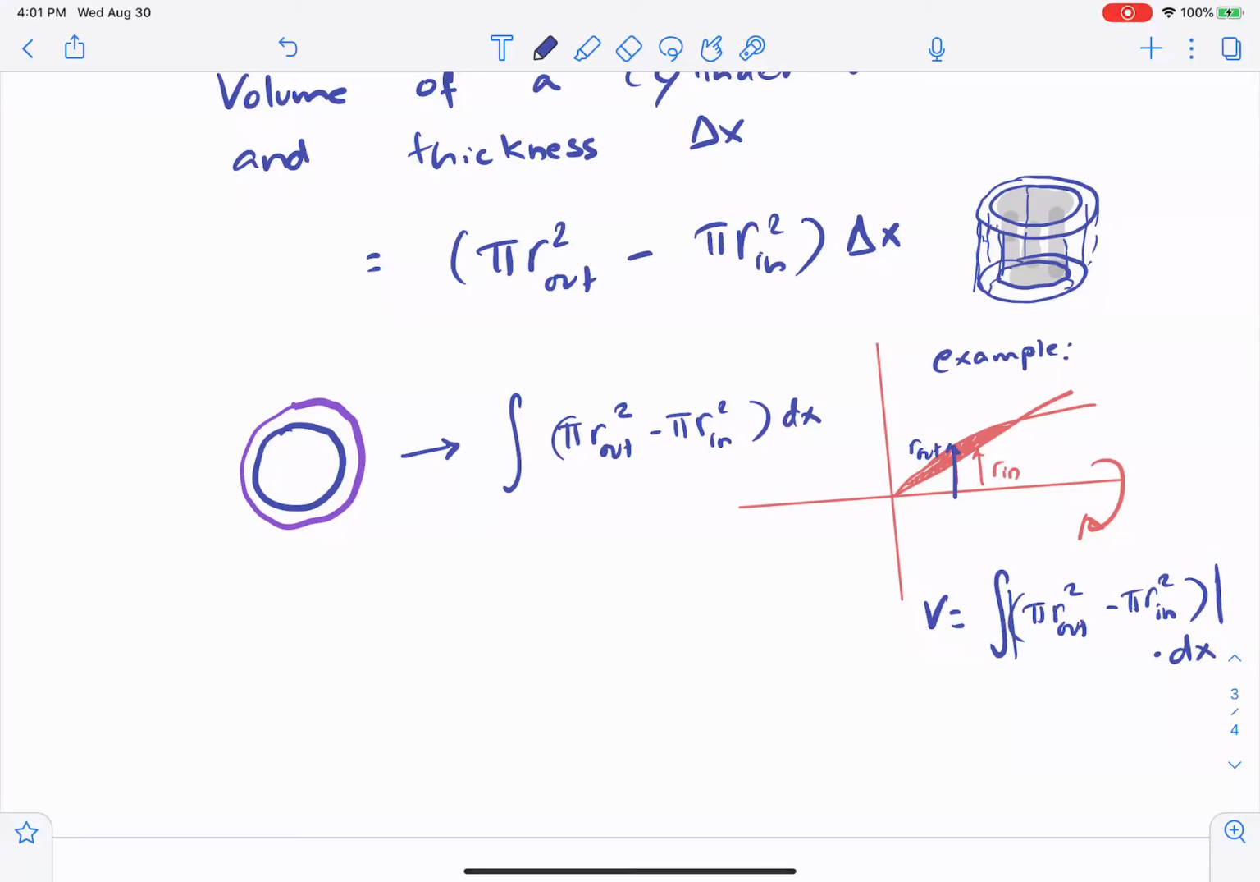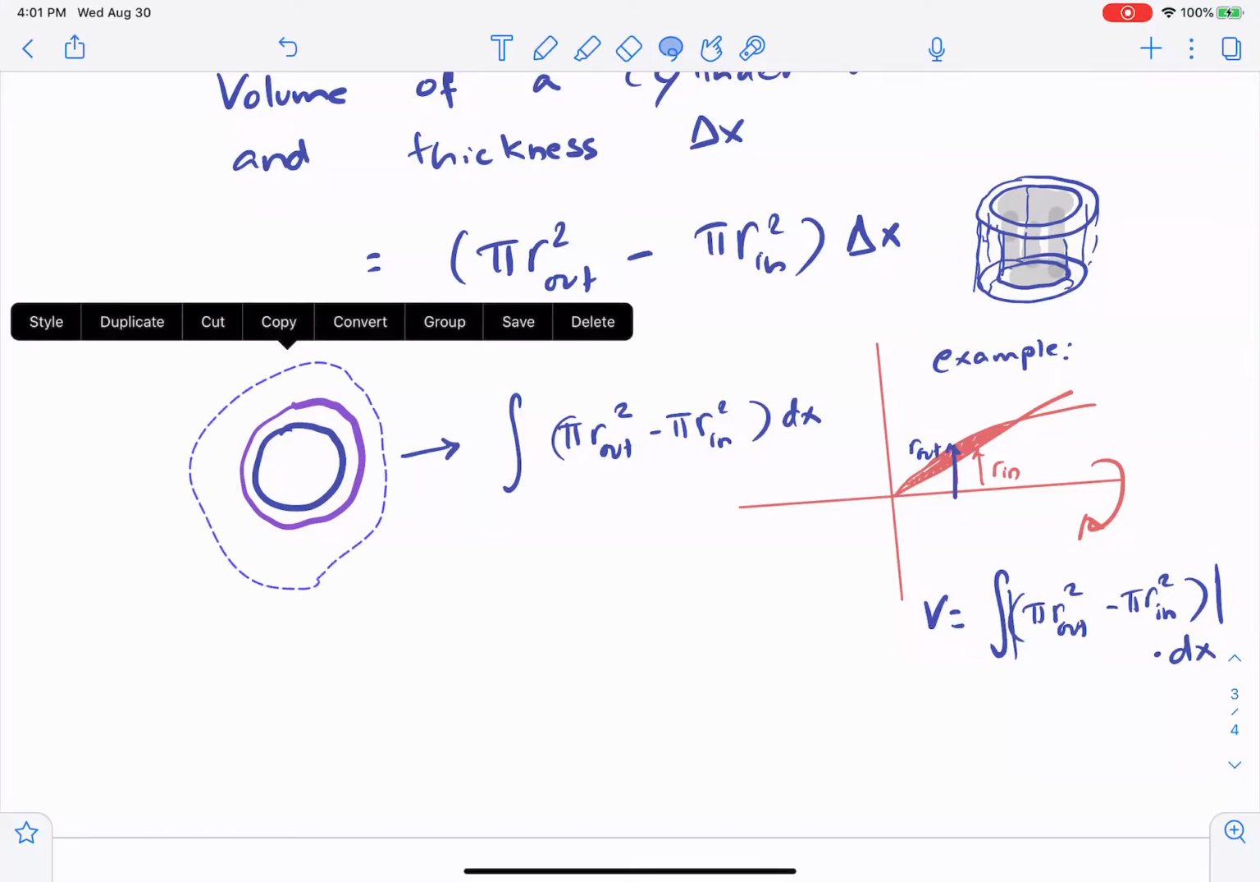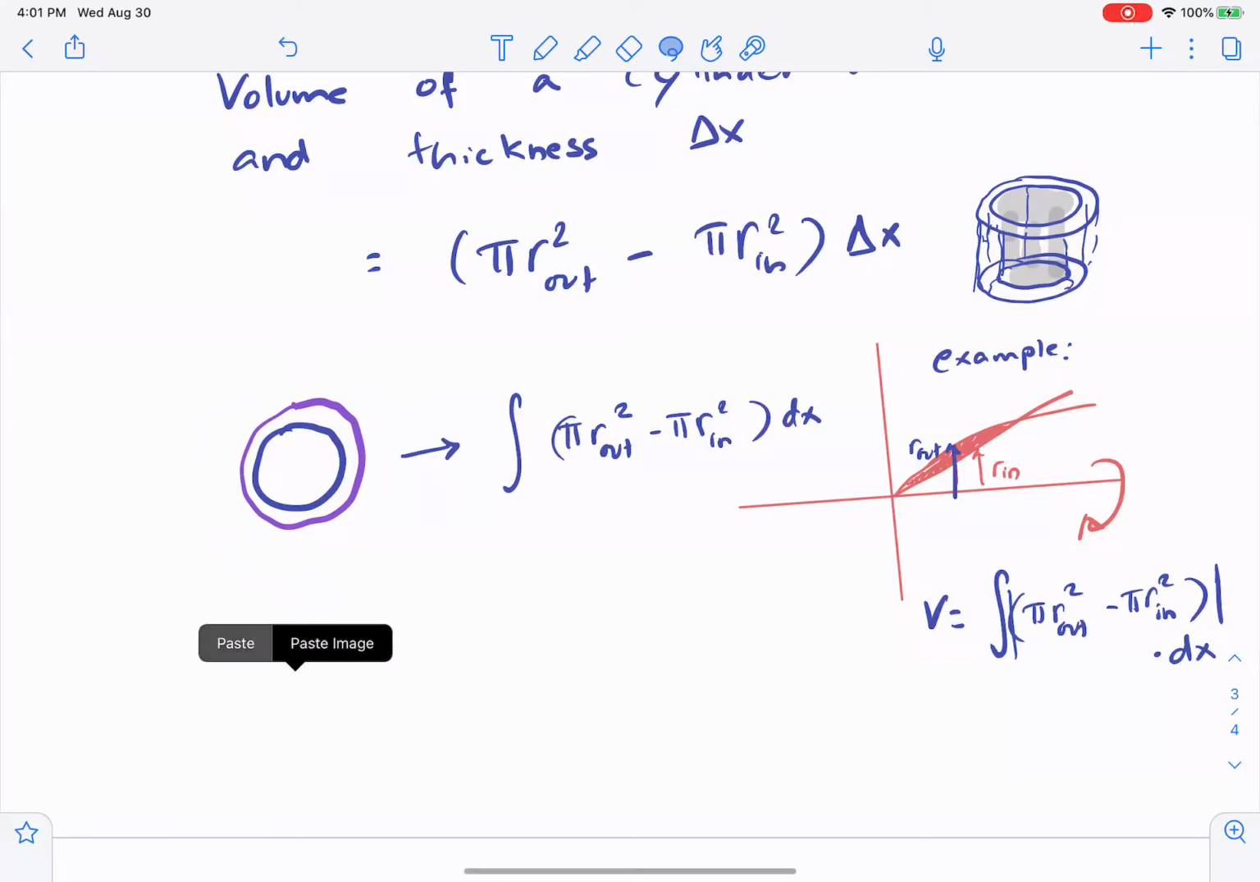Now, let me do something weird. Let's see if it will let me. Okay, it did. You've got yourself an area. Is there a hole, like I defined, a donut hole? Is there one?